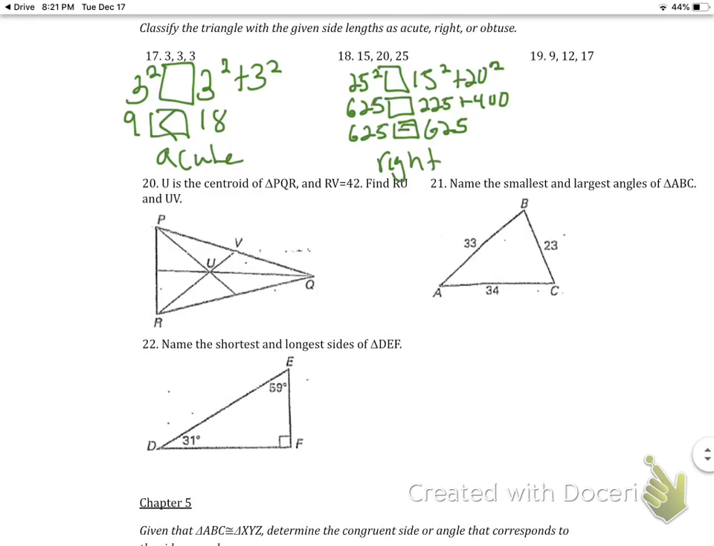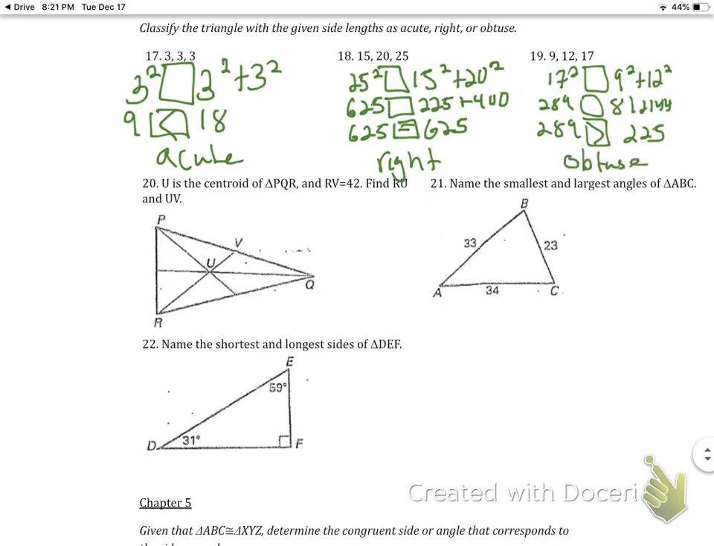And then last one here is you have 17 squared compared to our 2 smaller sides, 9 squared plus 12 squared. 17 squared gives me 289, compared to 81 plus 144, that ends up being 225. You see that your c squared is bigger, so this has to be obtuse.